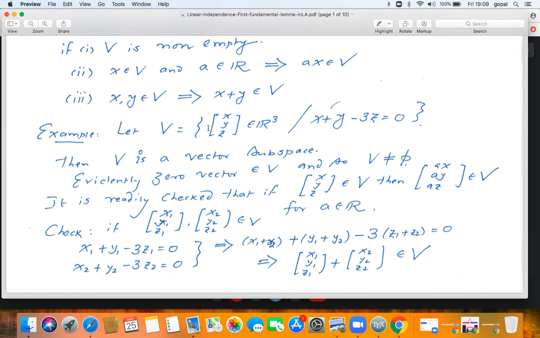So these three requirements are satisfied: non-empty; multiplying a vector by a scalar, pick a vector from V and pick a scalar, the product Ax must again be in V; and pick two vectors in V and the sum must again be in V. So this is satisfied in this example. So here is an example of a vector subspace of R3.